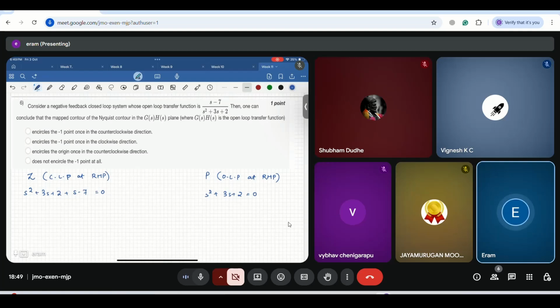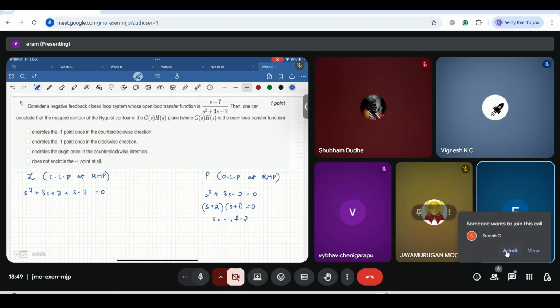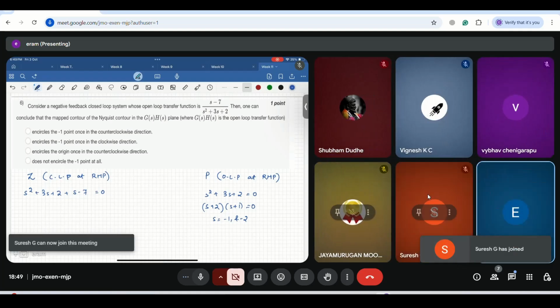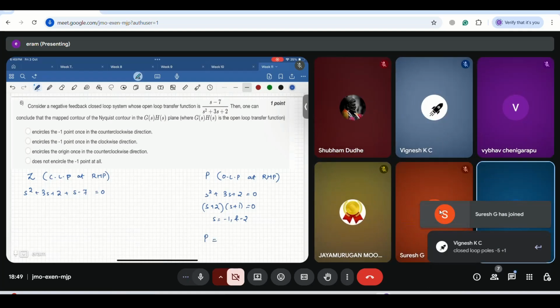So if you solve this, you will get s plus 2 and s plus 1. Open loop poles at -2 and -1, that is correct. -1 and -2. So what will be P? Do we have any open loop poles at RHP?